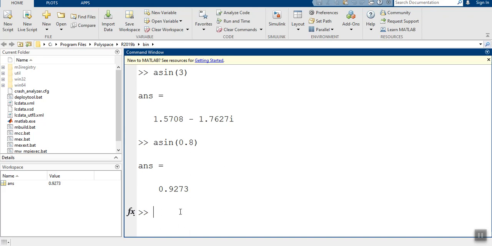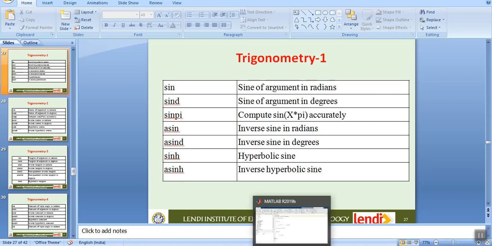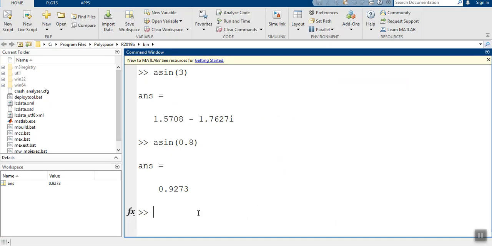In a similar way, now check it. If you want the value in degrees instead of radians, use asind of 0.8. Now you will get the value in degrees, 53 degrees. In a similar way, the hyperbolic function sinh of 2.